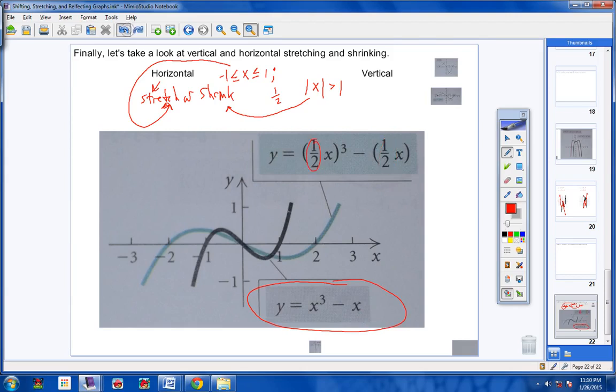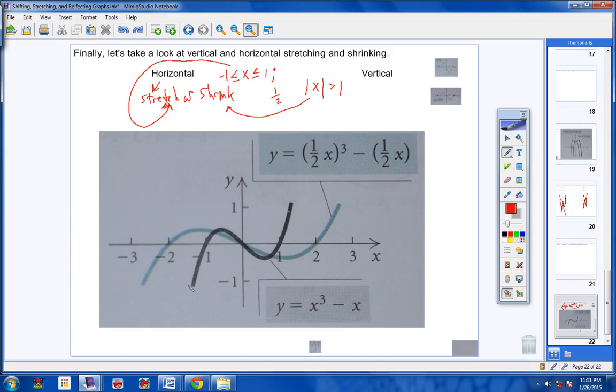Since it was multiplied directly to the x, we know it's going to be a horizontal stretch or shrink. Now, how do we know that it's a stretch? Because look at the number 1/2. Is the absolute value of 1/2 greater than 1? No. But 1/2 is greater than -1 and less than 1. So we have a stretch.